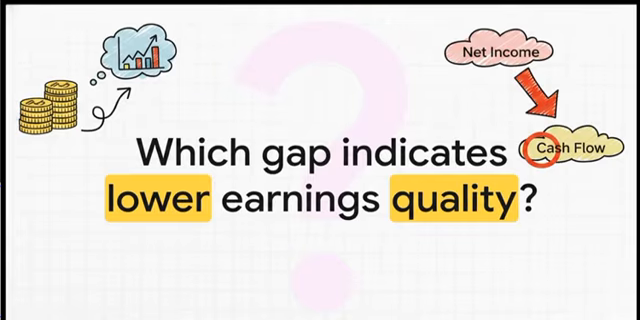All right, let's try a concept-based question now. Which of the following situations indicates the lowest earnings quality? Option A, net income is 1,000, cash flow is 950. Option B, net income is 1,000, cash flow is 300. Or option C, net income is 1,000, cash flow is 1,050. Try to spot the outlier here.